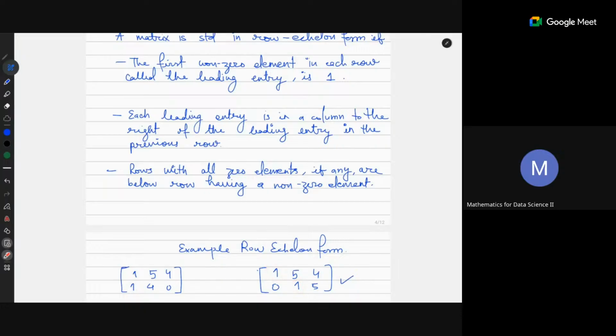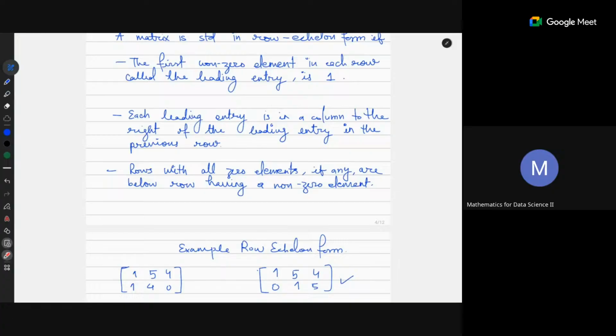Now look at the second condition. It says each leading entry is in a column to the right of the leading entry. If I look at the first leading entry, which is in the first row, it is in the first column. There is no column to the left of it because this is the first column. So this condition does not apply to the first column, because there is nothing to compare with. We will be comparing with the column on the right.